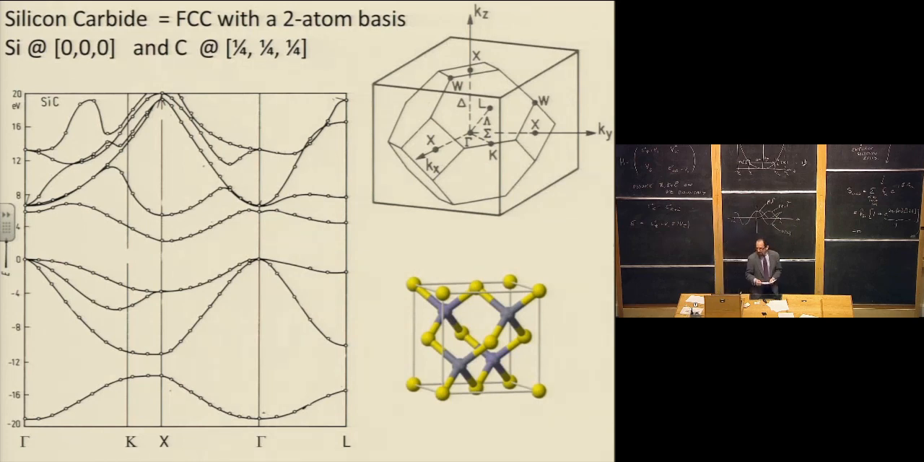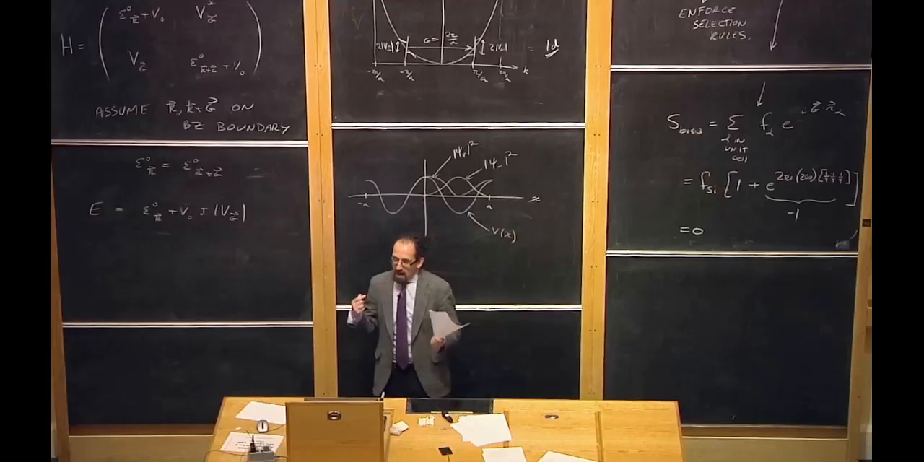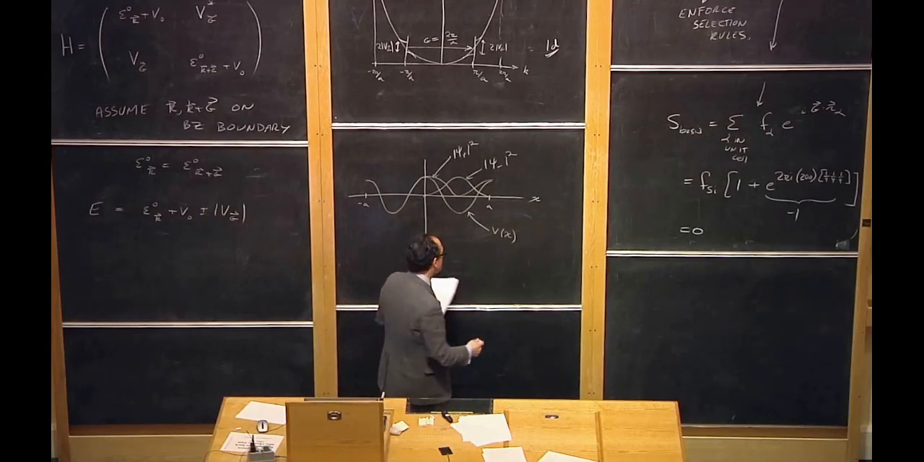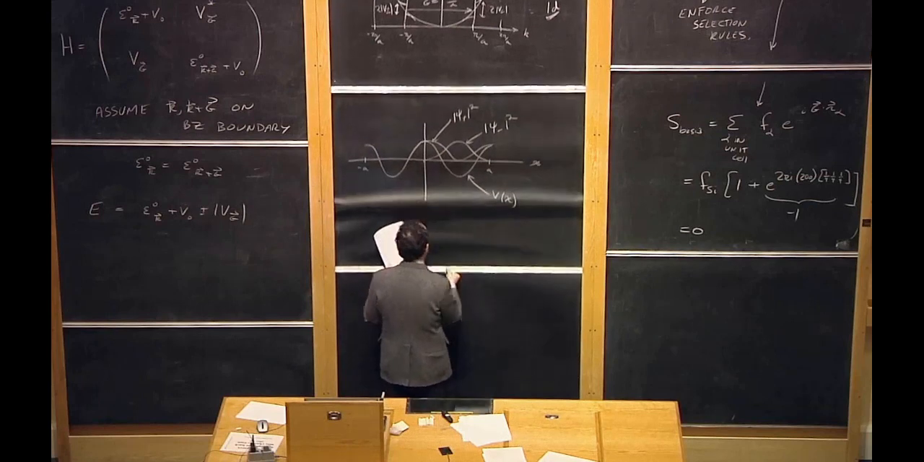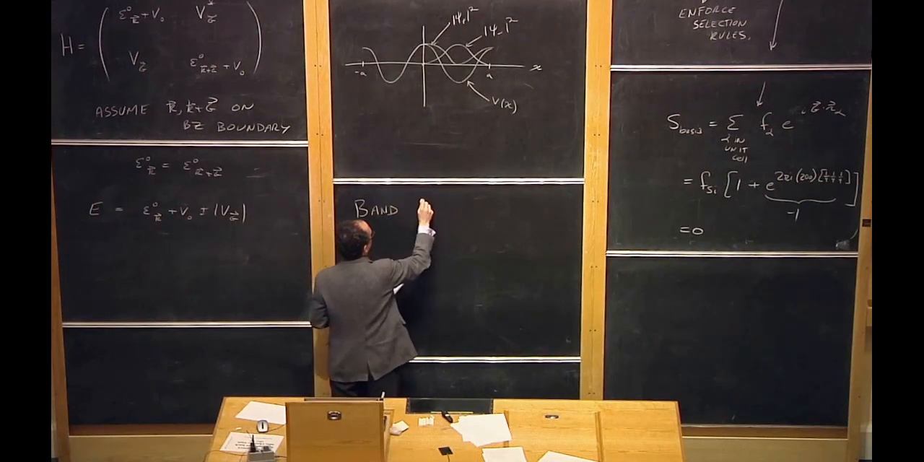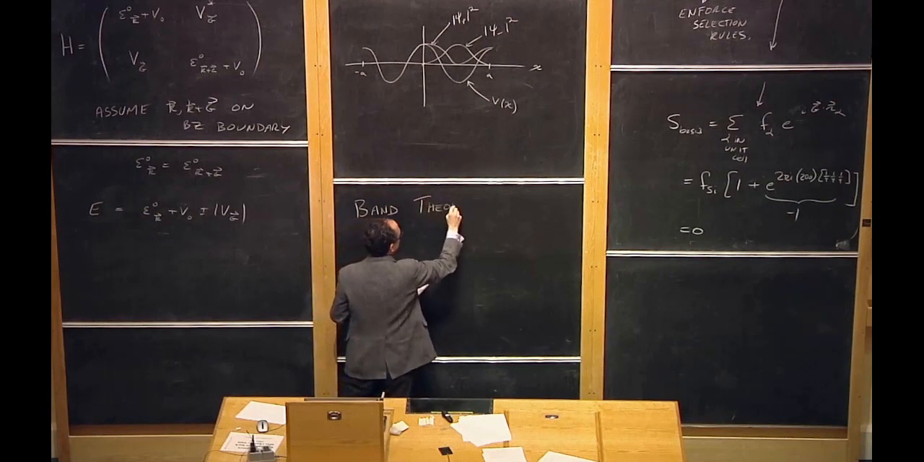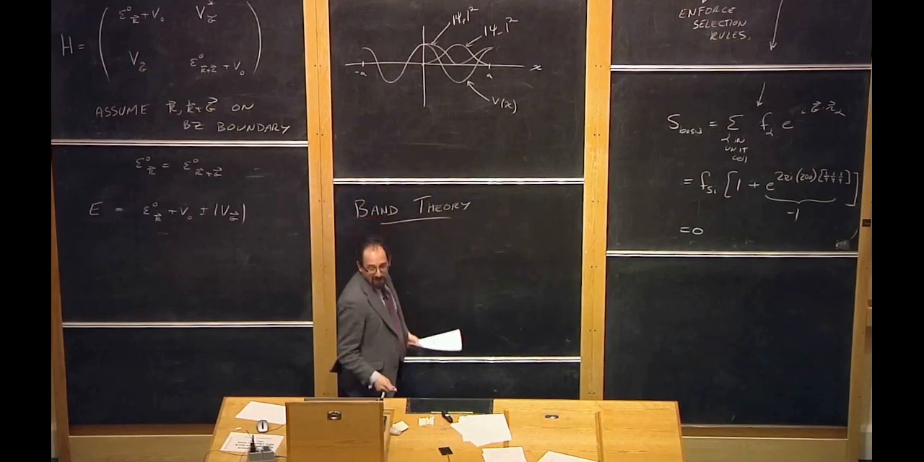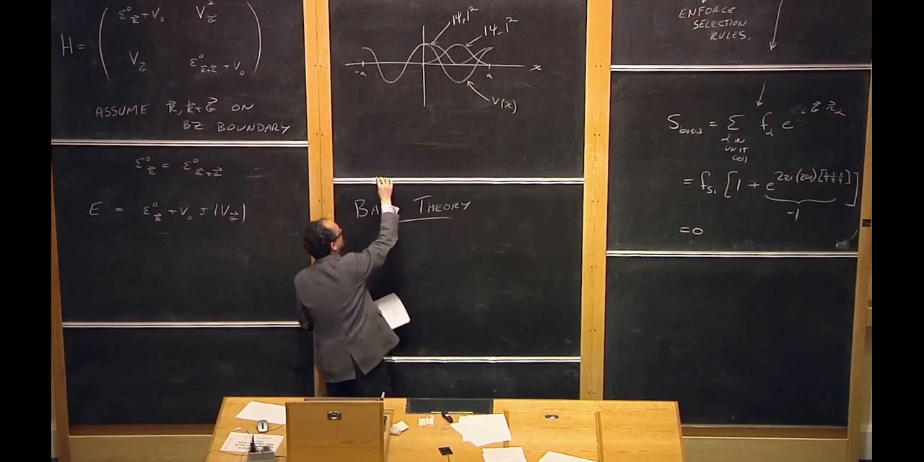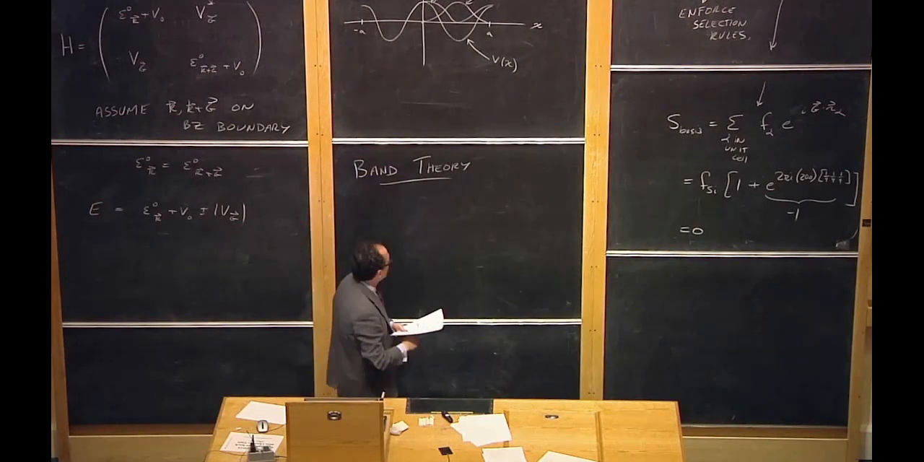So, all right. Having basically discussed everything that we need to know about the nearly free electron model, we can now move on to talking about, generally, band theory, band structure, band theory of electrons. So these complicated pictures, here there's silicon carbide again, with its complicated picture of all its eigenstates at every K.